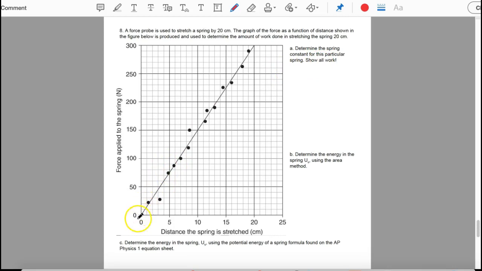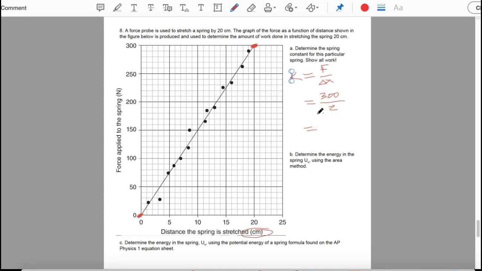So to do that, we're going to pick 2 points. We're actually going to use the 300 up at the top, so that's on the line, and we're going to use the 0 because that's also on the line. That makes it a lot easier. So our spring constant, remember, K, is equal to the force divided by the change of position or the stretch. The force here is 300 newtons, and we're going to divide that by 0.2 meters. Why 0.2 meters? This is in centimeters, so we need to convert it to 0.2 meters.